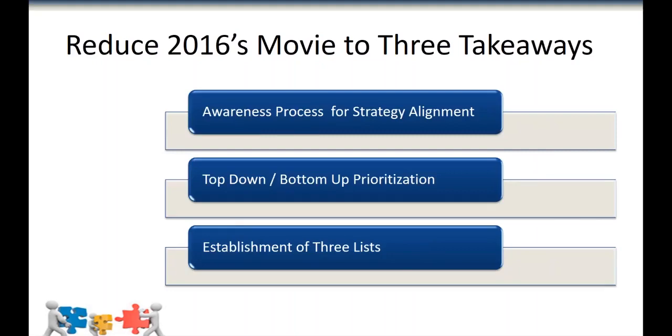Technology planning is actually an awareness process. It's what helps everybody become aware of where we are now, where we want to be in the future, and what we're going to do to get there. And it really should be centered around aligning technology with the business strategy of the organization.